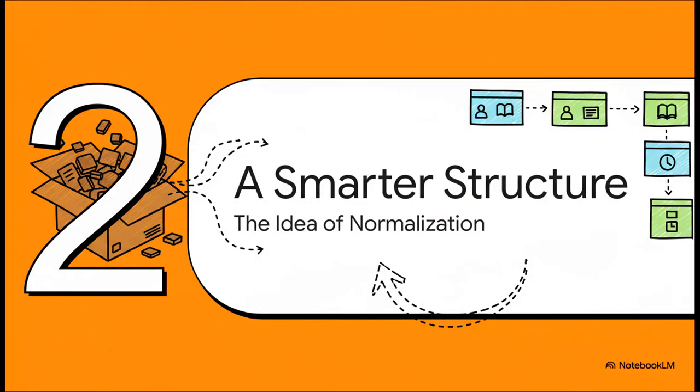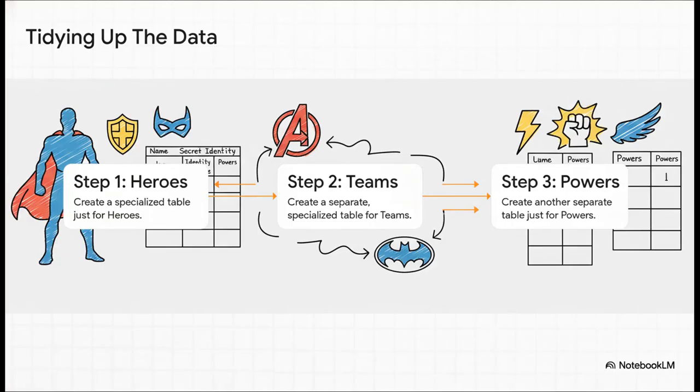Okay, so how do we escape the trap? The solution is a process called normalization. Now that sounds super technical and intimidating, but it's not. It's really just about good organization. It's about breaking things down into smaller, focused tables where every piece of information has one and only one place to live. So instead of one giant messy table, we're going to create a few specialized ones.